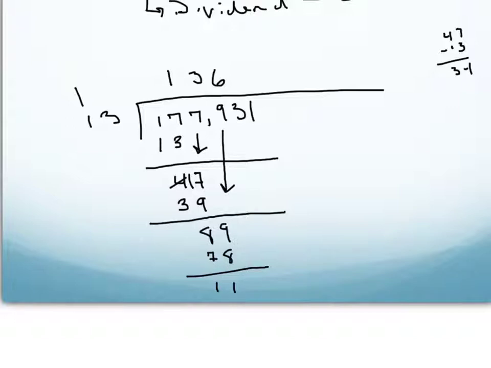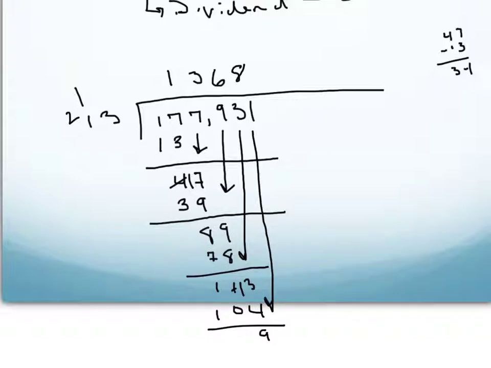I'm going to bring down the 3. Ask ourselves the same question. How many times does 13 go into 113? And that is 8. 8 times 3 is 24. Carry the 2. 8 times 1 is 8. Plus 2 is 10. Take the difference of these two. So 13 minus 4 is 9.